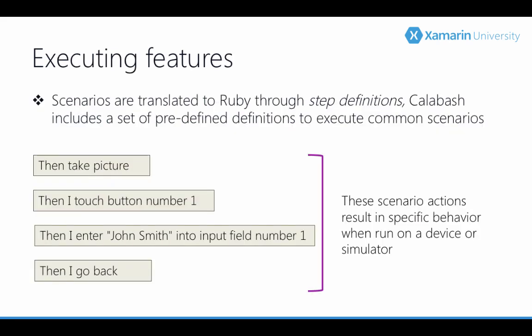Each step in a Cucumber scenario will eventually be run through Ruby as a step definition, and Calabash already comes with existing definitions that allow you to perform some actions against the device, like you can see on the screen. And the predefined steps that you can see here also allow you to do things like save a screenshot of the current device, tap on the first button of the screen, and you'll actually find that the Calabash predefined steps are all 1-based. They're not 0-based like the coding conventions that we're used to. We can see in that third step where we're entering the text John Smith into the first input field, and also in our last step we're hitting the back button.